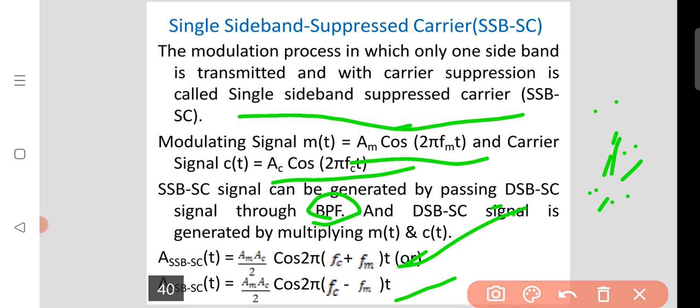So this is a brief introduction to SSBSC. In the next session, we will discuss SSBSC generation in detail. There are two different generation methods: one is the frequency discrimination method and the other is the phase discrimination method. These two methods are used for generation of SSBSC. So in the next sessions, we discuss the SSBSC generation techniques.